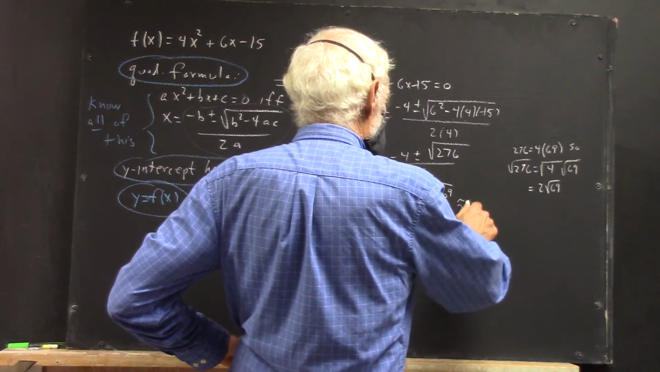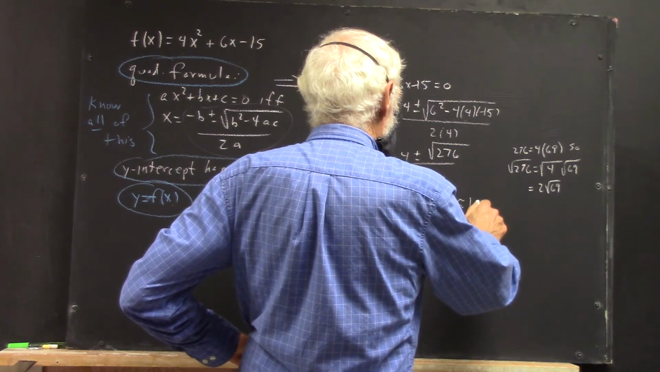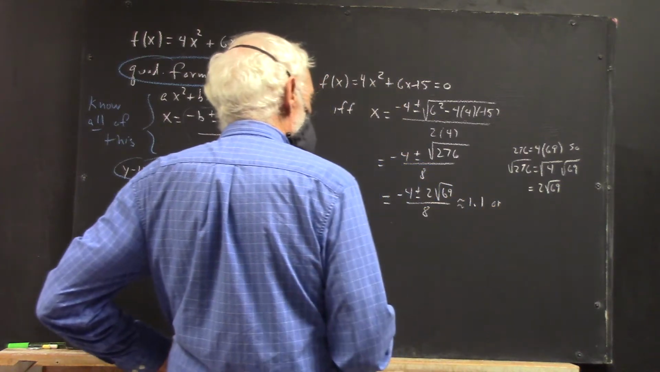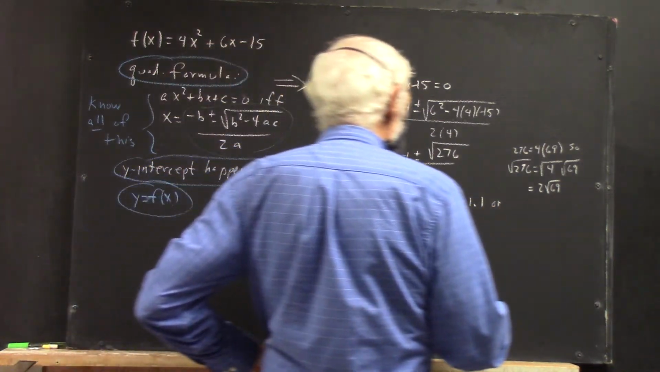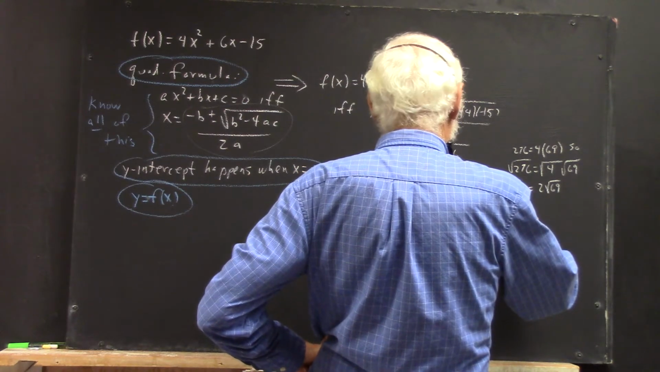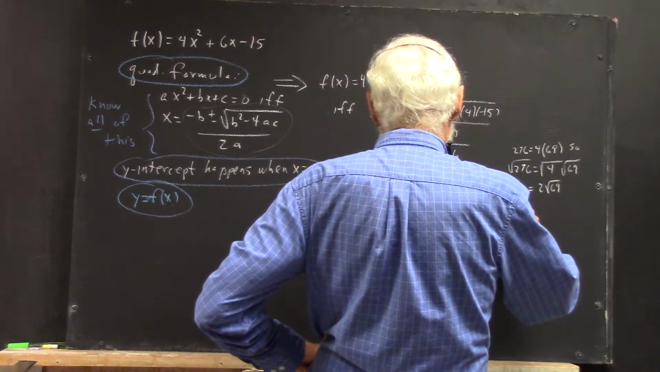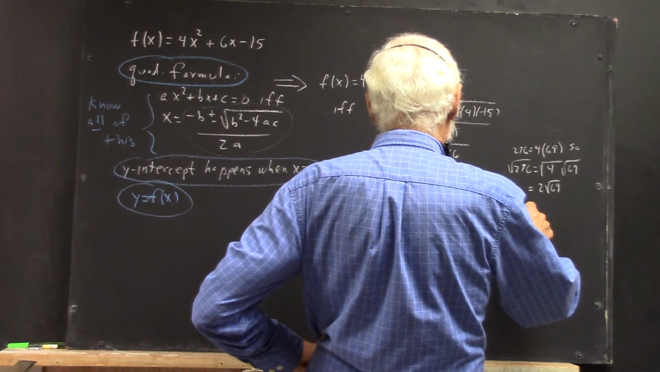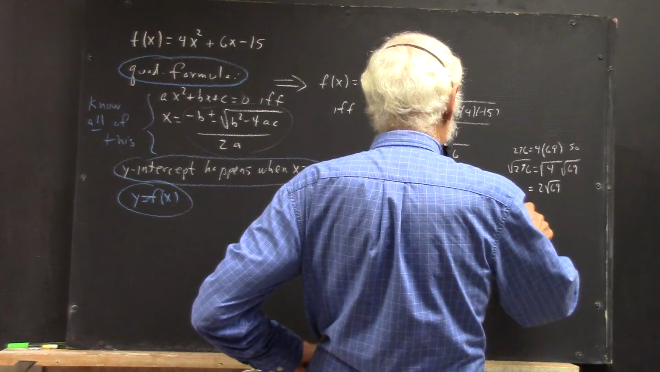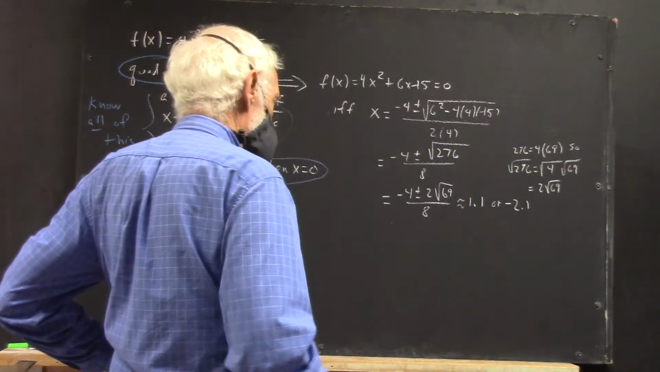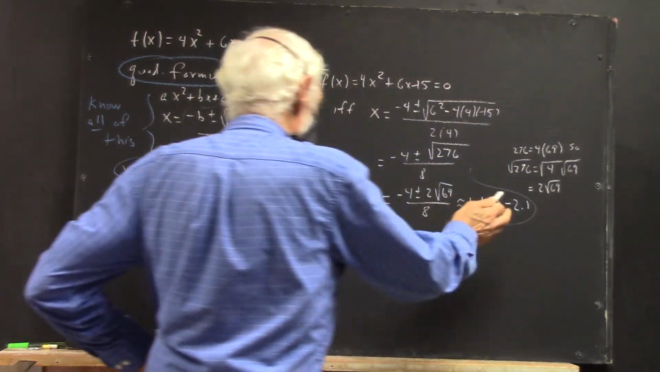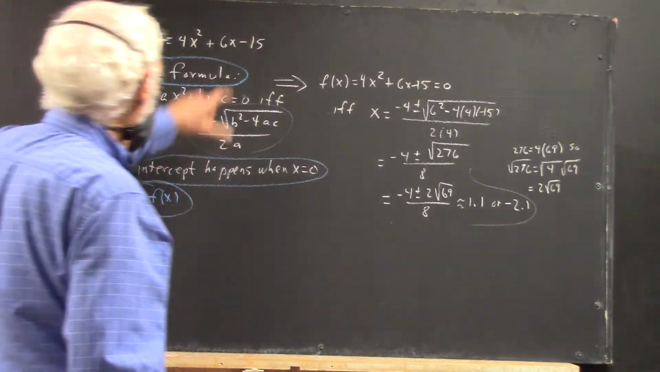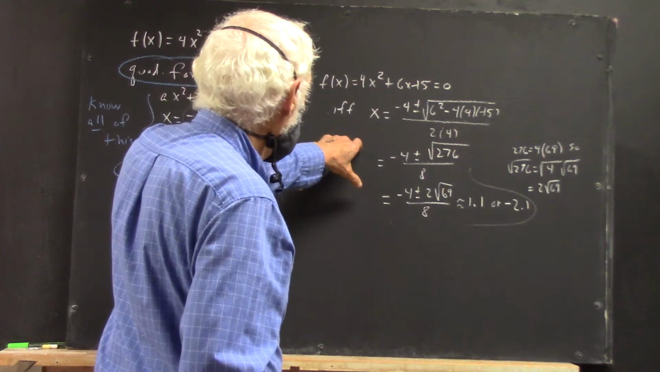Negative 4 plus 12 and a half is about 8 and a half. So that's about, I'll just say 1.1, or negative 16.5 over 8 is going to be negative 2.1. Okay, you can take a calculator and improve my numbers. Well, that's what we get from the quadratic formula.